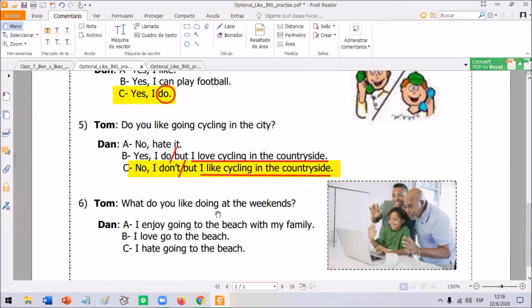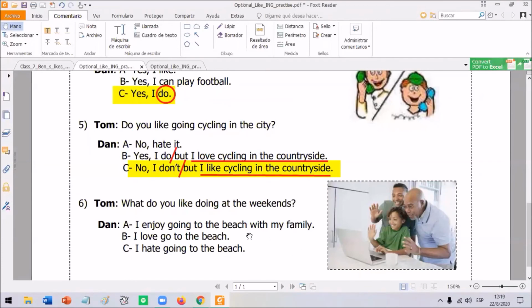Finally, what do you like doing at the weekends? Okay, I enjoy going to the beach with my family. I love go to the beach. I hate going to the beach. Now, do you know what the correct answer is? Can you write it on the chat?